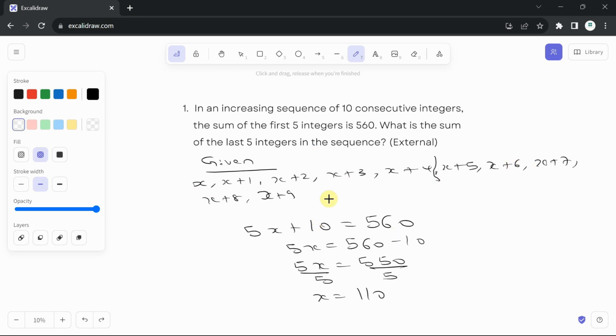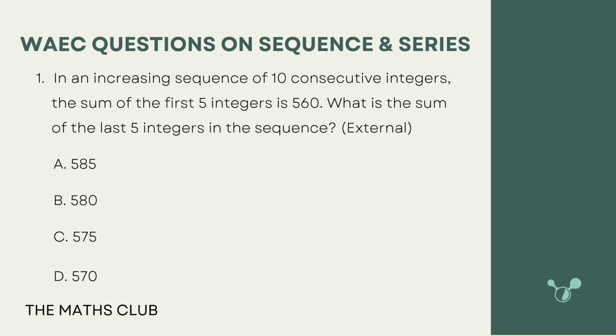So this is also x plus x plus x plus, that will be 5x, right? So 5x plus 5 plus 6 is 11, 11 plus 7 is 18, 18 plus 8 is 26, 26 plus 9 is 35. So what we're looking for is 5x plus 35. That will be the sum of the other 5. I know that my x is 110, so that will be 5 open brackets 110 plus 35. So 5 times 110 is 550, and then plus 35, that will be 585. Let's see if our answer is correct. So that will be option A.